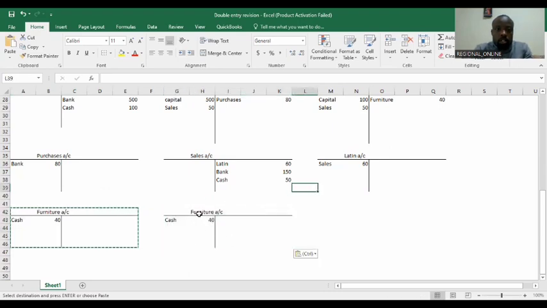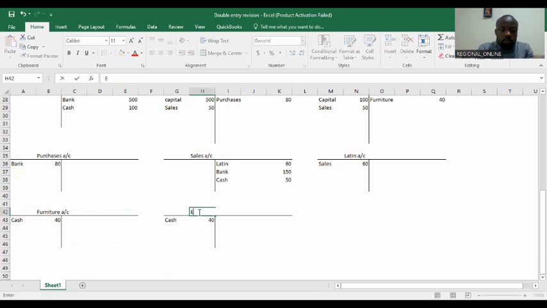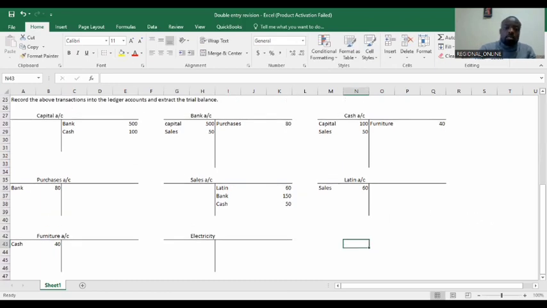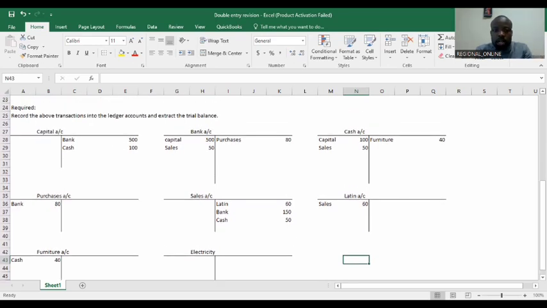So this is my electricity account. I'm paying electricity. Electricity is an expense. If an expense is increasing, I know someone will say that you are paying electricity so that it is reducing. No, it is increasing.